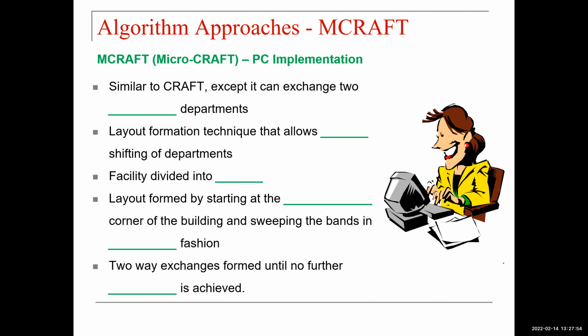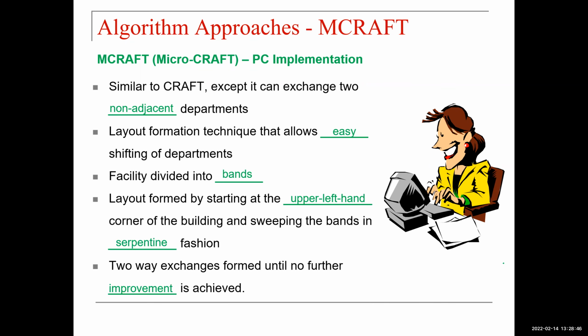mCRAFT is a, let's say, version 2 of CRAFT. It is similar to CRAFT, except that it can exchange two non-adjacent departments, so it has that flexibility. It is a layout formation technique that allows easy shifting of departments. The idea is that the facility is divided into bands. So if you have 3 rows of departments, then you can create three different bands. The layout is formed by starting at the upper left-hand corner of the building and sweeping the bands in a serpentine fashion. Two-way exchanges are performed until no further improvement is achieved.